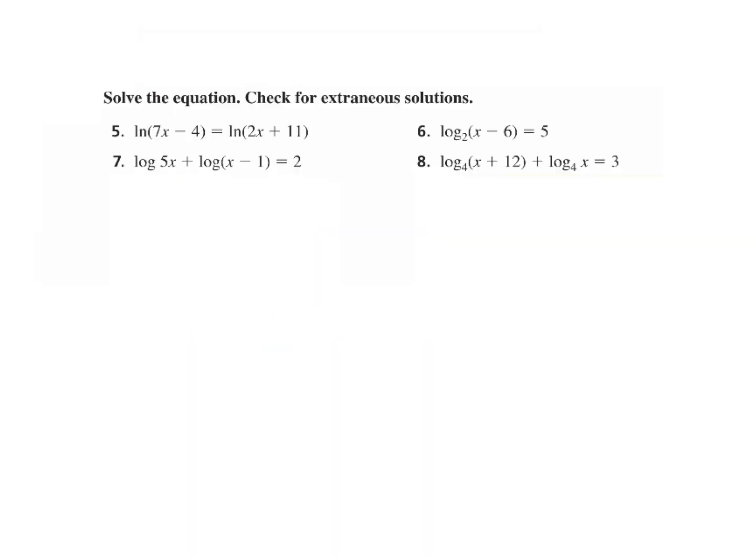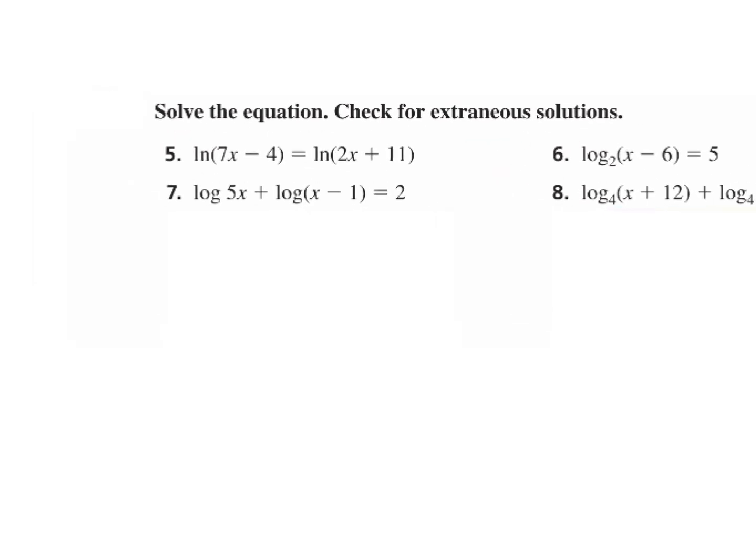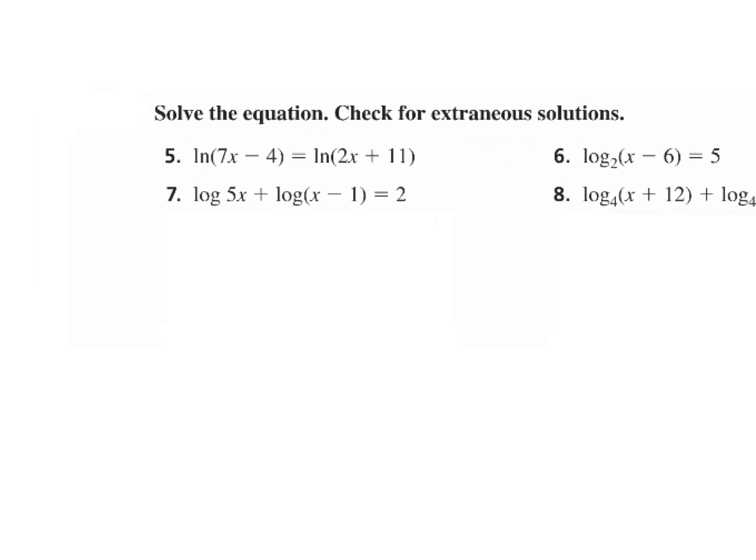All right, so let's try these last 4 problems. Number 5. This one's a pretty simple one. All you have to do is check that ln is the same on both sides, and then you can just go ahead and cancel out your ln's. So I'll make a note right here, 5. We canceled out our ln's, and then we're left with 7x minus 4 equals 2x plus 11.